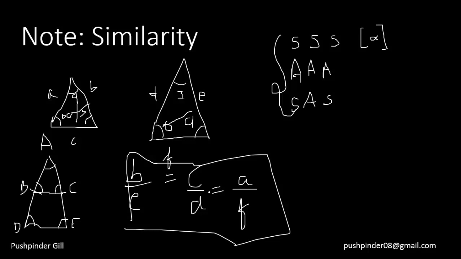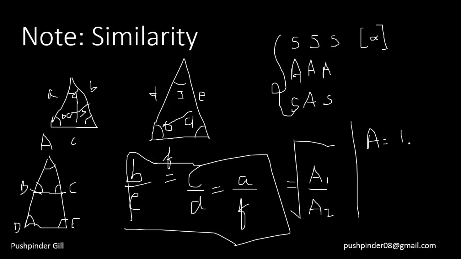corresponding sides. Now one very important thing: if these are the ratios of sides, what will be the ratio of areas of both the triangles? That would be the square of the ratio of sides. Now why is that? Because area is equal to half base into height. That means area is directly proportional to side square. So whatever the ratio of sides would be, the square of that would be the ratio of areas.